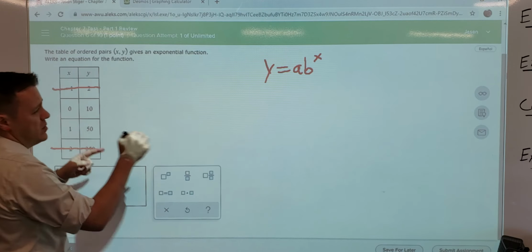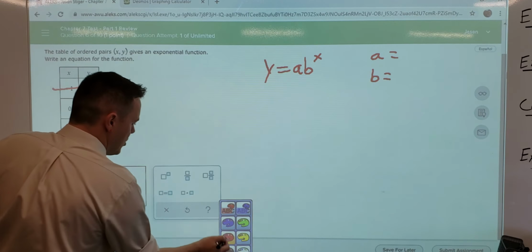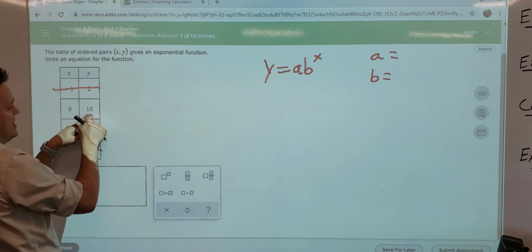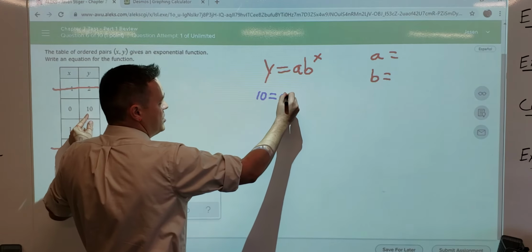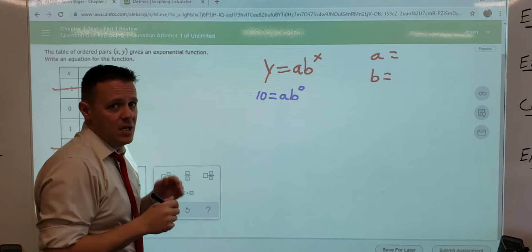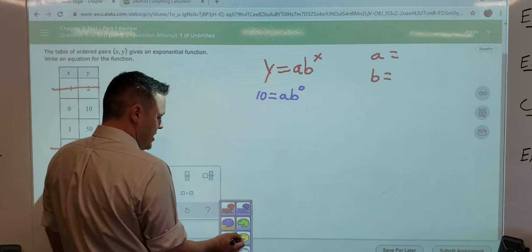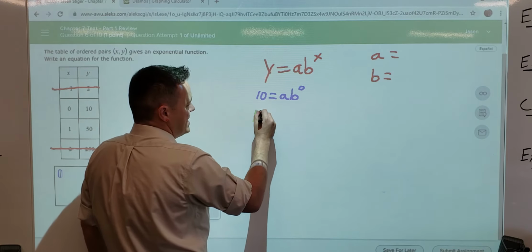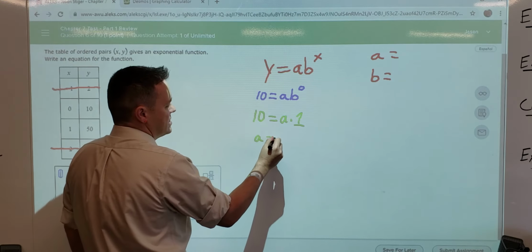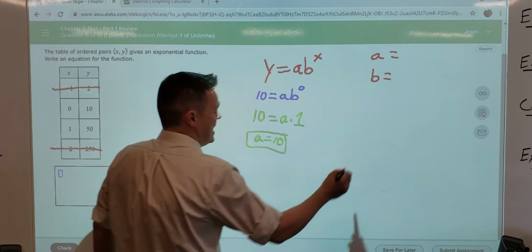We don't know what A and B are, so we're trying to solve for A and B. So we're going to go A equals something, and eventually we're going to go B equals something. What we're shooting for is understanding plugging in a value. Start with the 0. So Y is 10. So this would be 10 equals AB, and then my X value is 0. If I plug a 0 in here, ladies and gentlemen, anything to the 0 power is 1. So what happens? This actually cancels out, and it becomes 10 equals A times 1, or A equals 10. Okay, so here my A value is going to end up being 10.